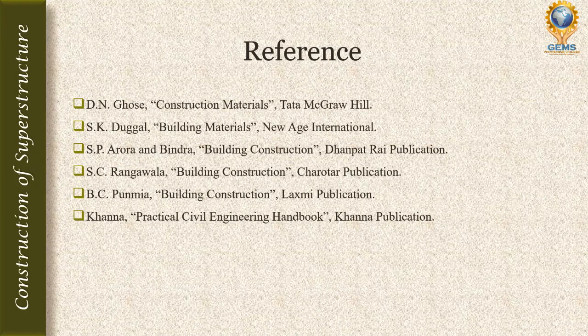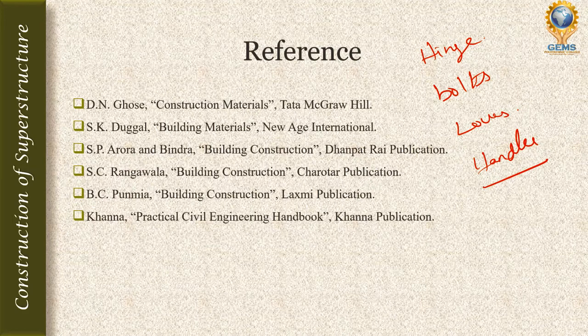So in this video, we saw the types of hinges and the bolts. Bolts we saw, locks we saw, and handles. These are the different types of fixtures and fasteners used in doors and windows.